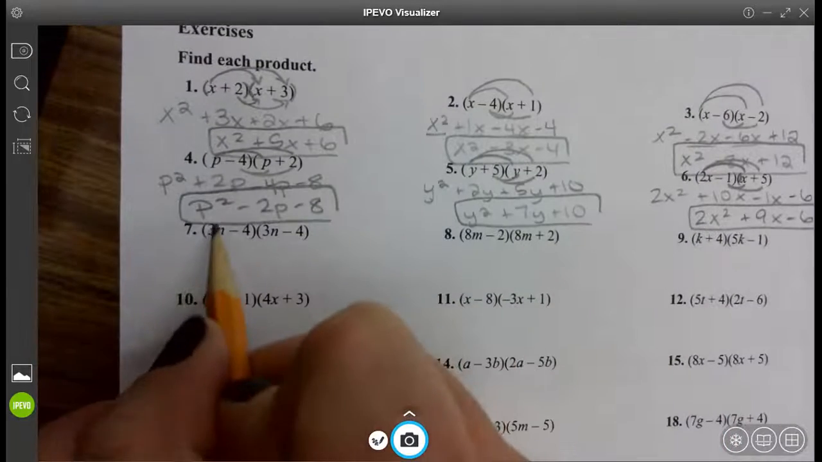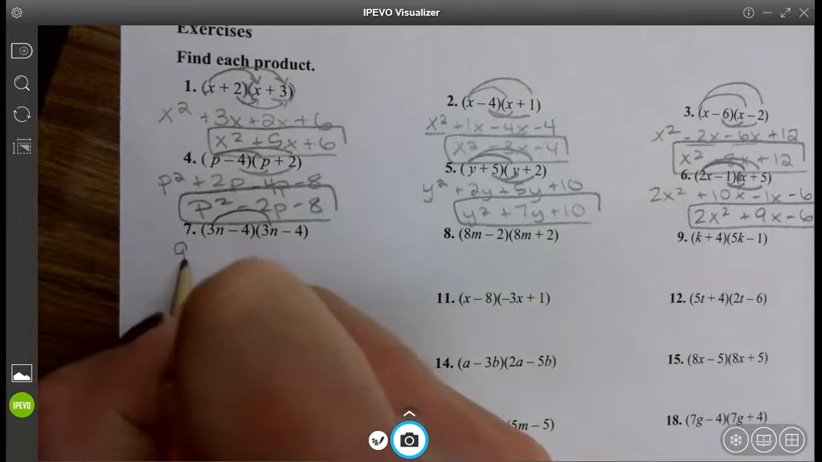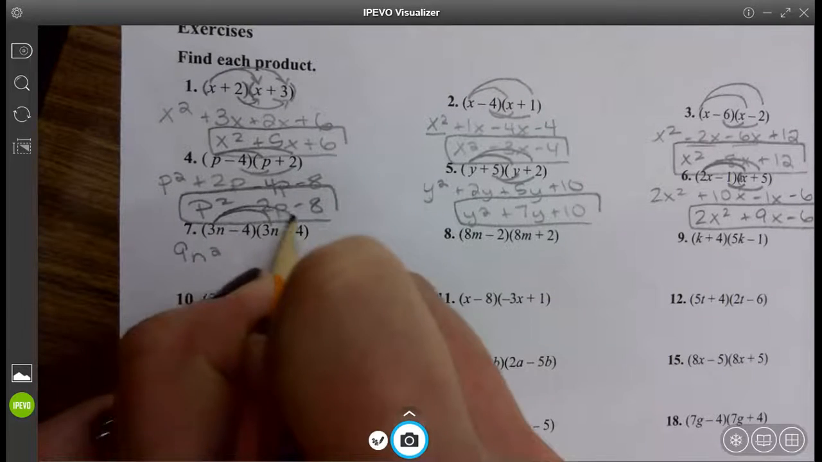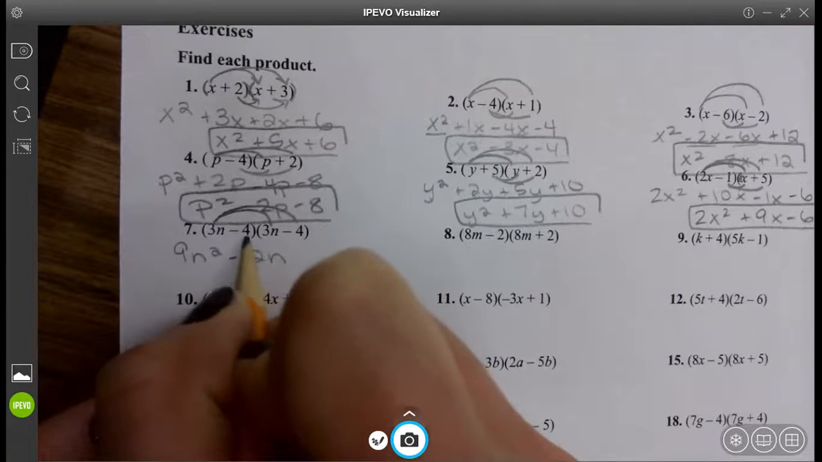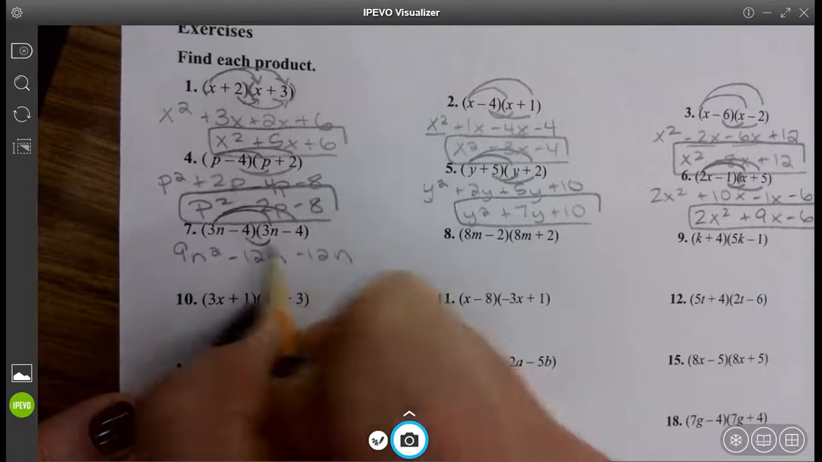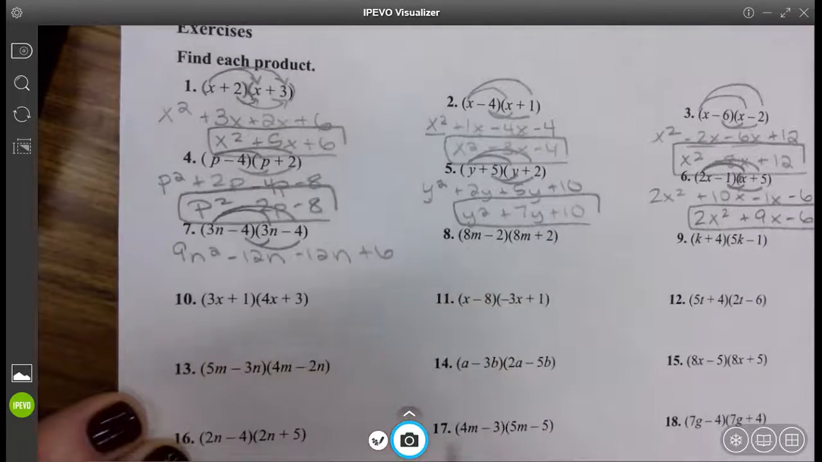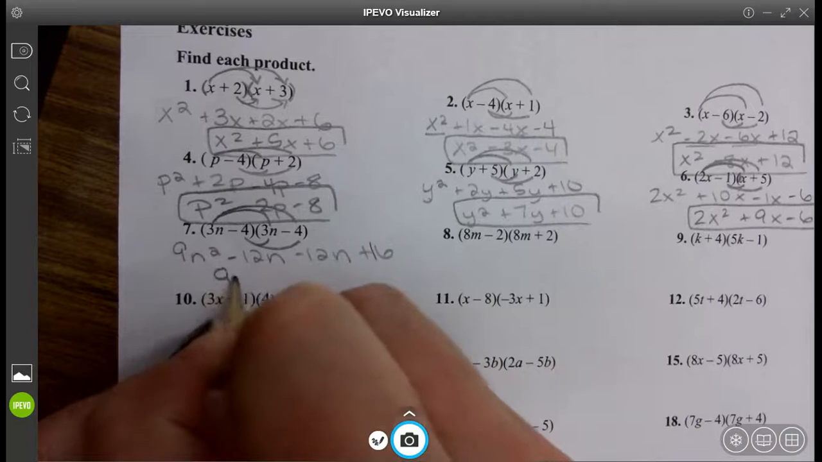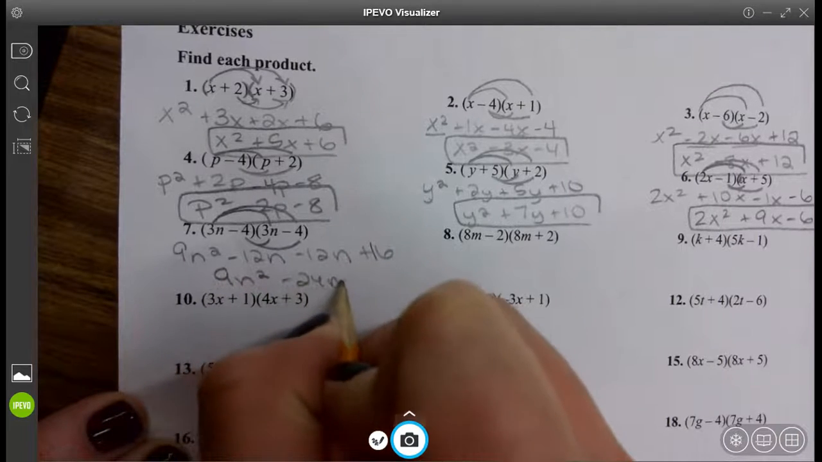So try it again here. A 3 times a 3 is a 9n squared. A 3 times a 4 is a 12n. Negative 12n again, and a positive 16. Combine like terms and get 9n squared minus 24n plus 16.